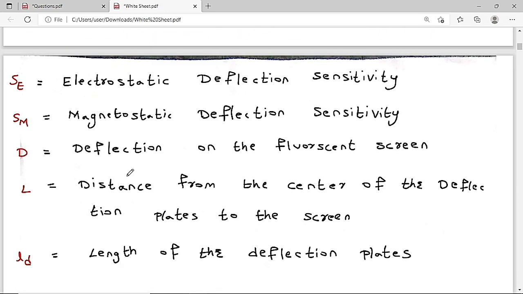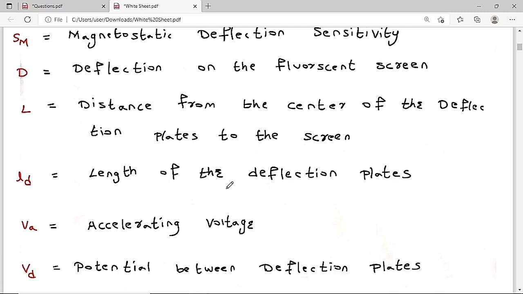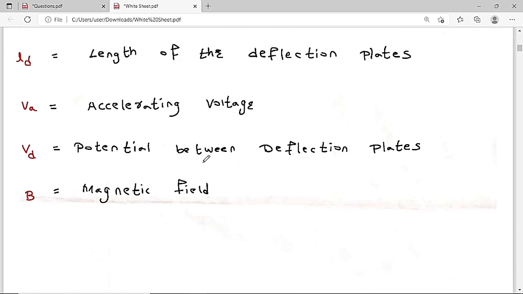Now let me tell you the notations. SA is called the electrostatic deflection sensitivity. SM is called the magnetostatic deflection sensitivity. D is called the deflection on the fluorescent screen, or the distance of the electron spot on the fluorescent screen with respect to the center of the screen. L is the distance from the center of the deflection plates to the fluorescent screen, whereas LD is the length of the deflection plates, VA is the accelerating voltage, VD is the potential between the deflection plates, and B is the magnetic field. So these are the notations.